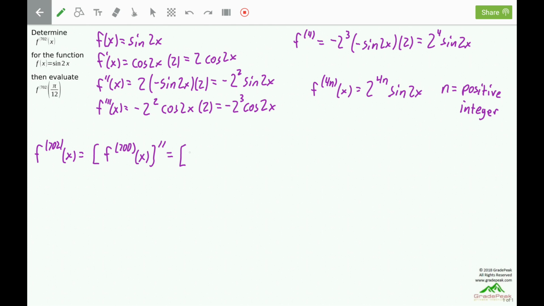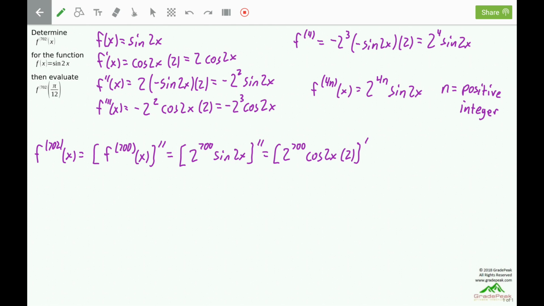We will have 2 raised to the order of the derivative, 700, and then it will have returned to sine of 2x by being a divisible by 4 type of derivative. It cycles every fourth derivative. Now what we want is 2 derivatives beyond here, so now we're going to actually take the derivatives. 2 to the 700 is just a constant. The derivative of sine is cosine of 2x, leave the inside alone, multiplied by the derivative of the inside to complete the chain rule.